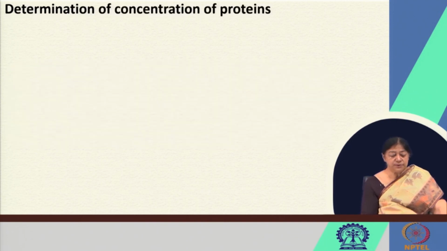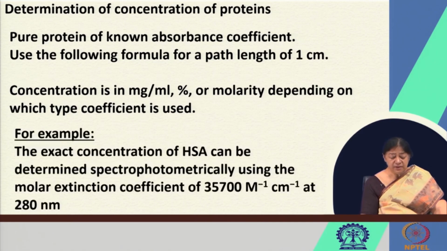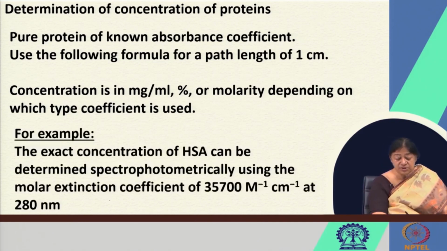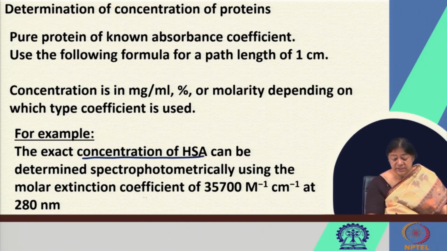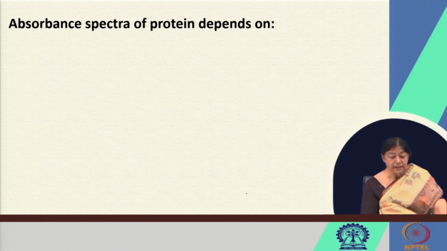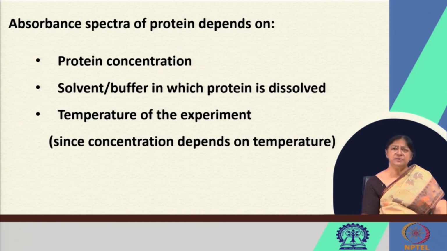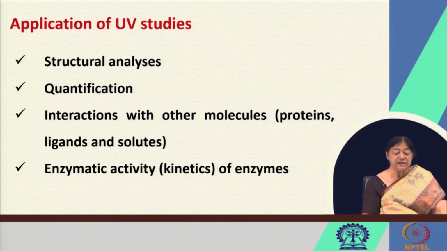This is used for the determination of the concentration of proteins, as we mentioned, and we can calculate the exact concentration of many proteins given that we know the extinction coefficient. The absorption spectra depend upon the protein concentration, solvent buffer, and temperature, which we will see as we go along in understanding how we can apply UV spectroscopic studies to proteins in general.